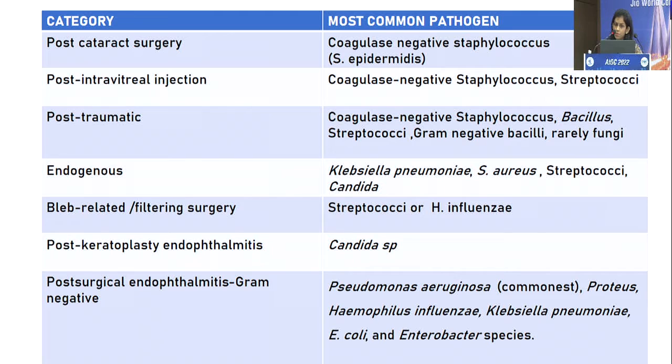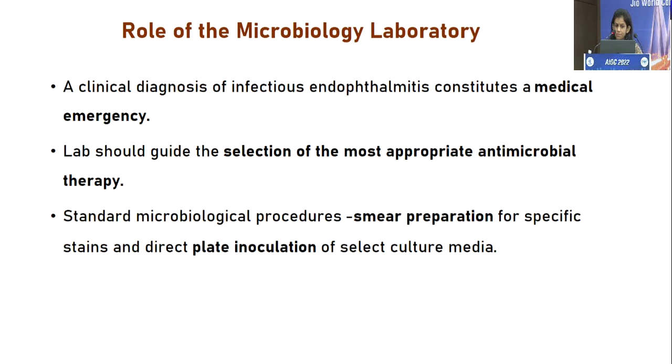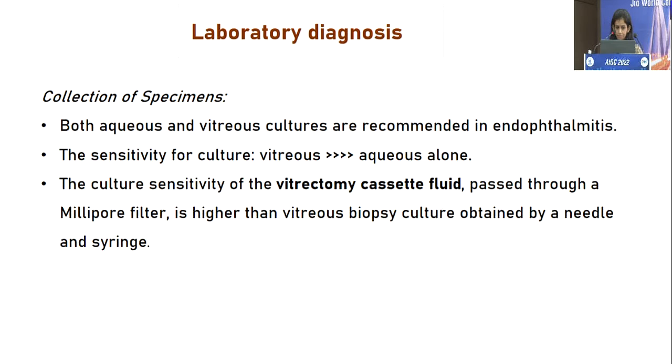When the gram-negative organisms are responsible in post-surgical, post-cataract cases, usually the most common organism is Pseudomonas, followed by Proteus, Haemophilus influenzae, Klebsiella pneumoniae, E. coli, and Enterobacter species. Role of microbiology laboratory. A clinical diagnosis of infectious endophthalmitis constitutes a medical emergency. Lab should guide us in the selection of the most appropriate antimicrobial therapy. Standard microbiological procedures include smear preparation for specific stains, followed by direct plate inoculation of selected culture media. Both aqueous and vitreous cultures are recommended in endophthalmitis. Sensitivity of the culture, vitreous is more important than aqueous alone.